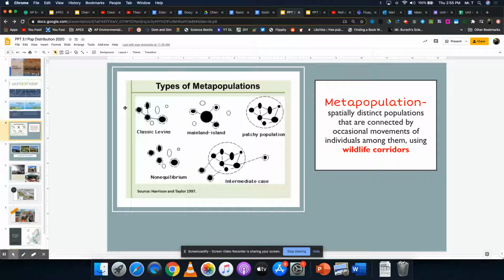Then we have metapopulations. You do not need to know these five. You just need to know that metapopulations exist. They are populations within populations that occasionally intermingle, and that's a nice way to mix up genetics. Wildlife corridors are how they connect and how they mix those genetics.